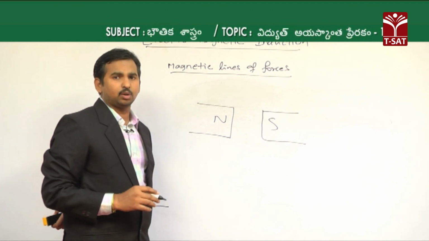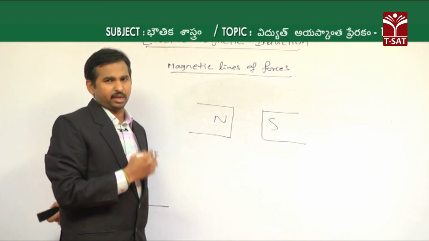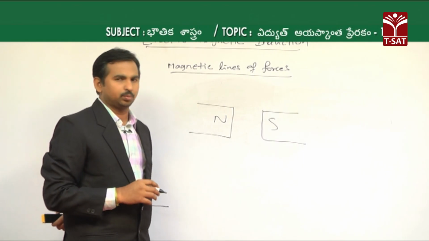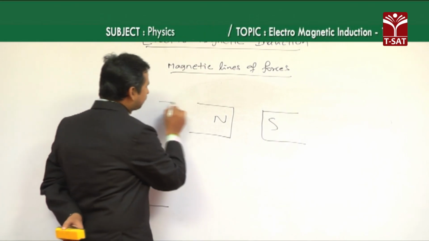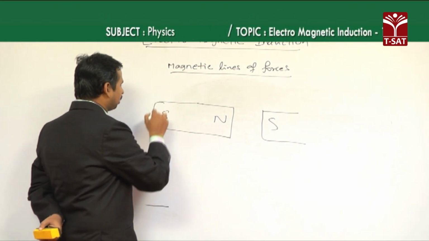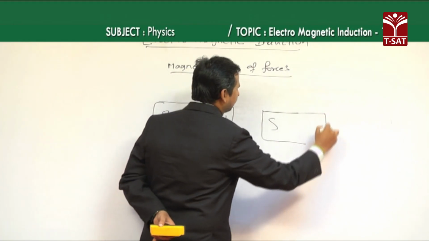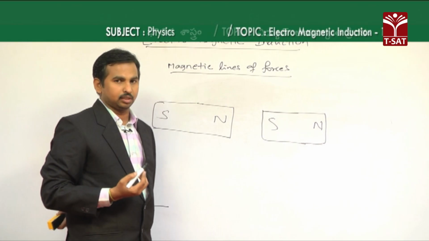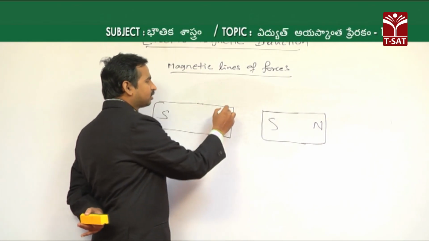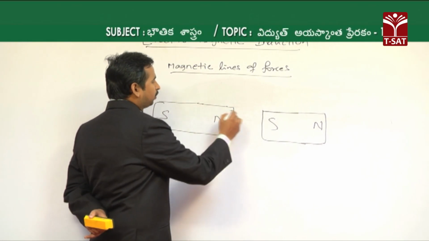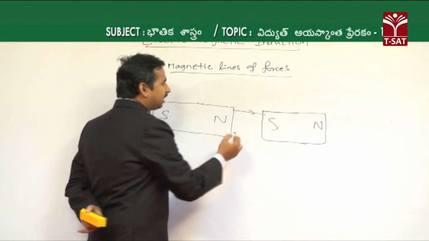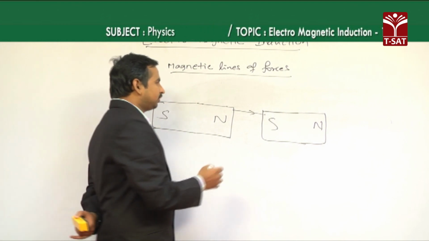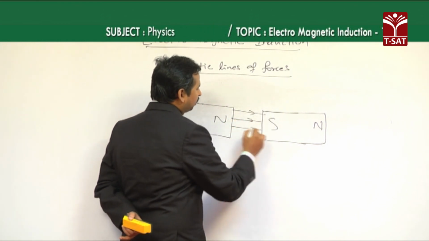We already know that the magnetic lines of force start from the north pole and end on the south pole. So as this is a separate magnet having a north pole and south pole, and this is another magnet having a north pole and south pole, and these two magnets are brought closer to each other, the magnetic lines of force that start from the north pole of one magnet end on the south pole of the other magnet, for example like this.